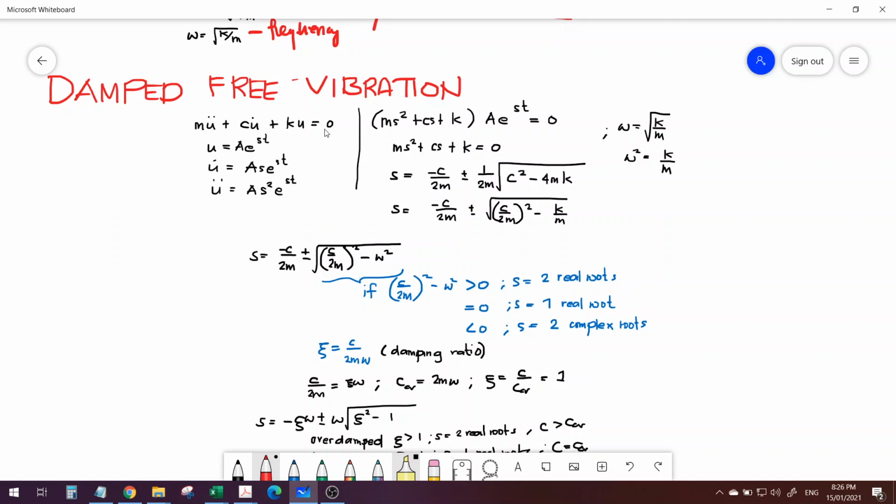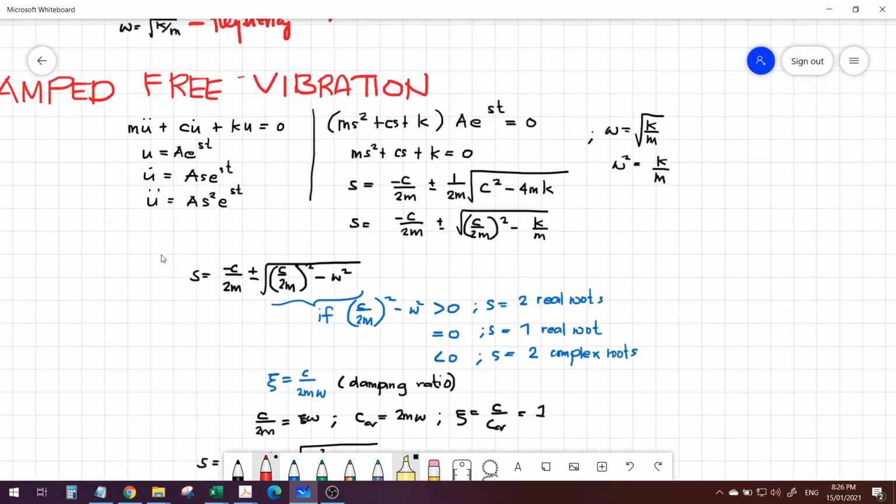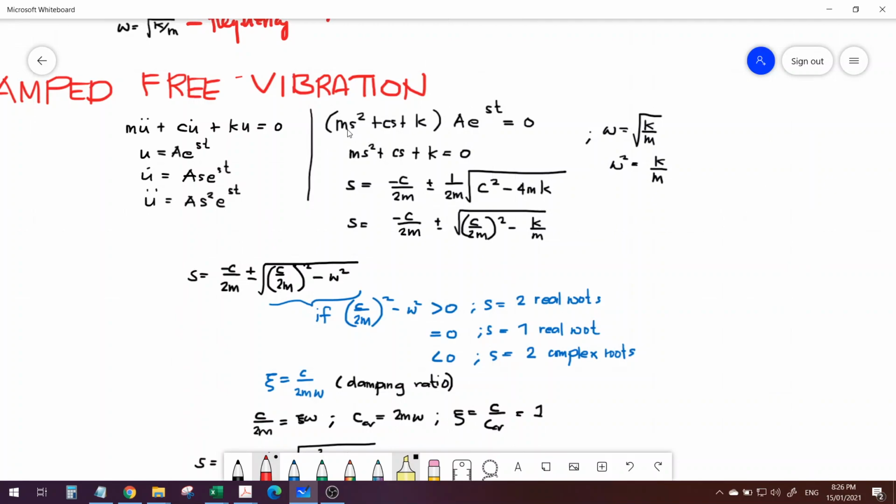Now again, our u is A e raised to st. No, our solution is assumed as that. Then, as we did earlier, no, if you get the first derivative, you have this A s e raised to st. u double dot, the second derivative, is A s squared e raised to st.